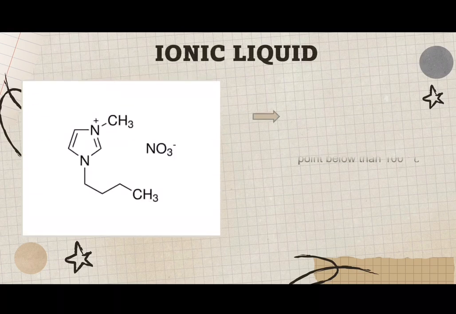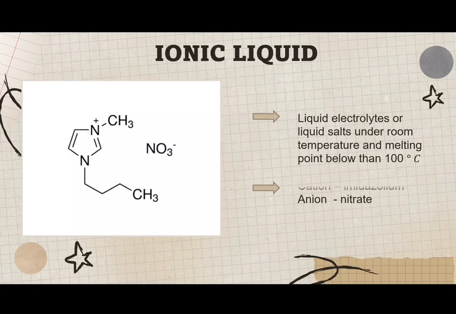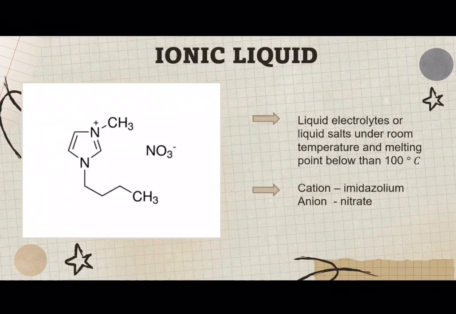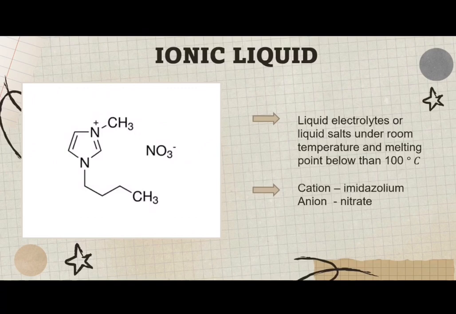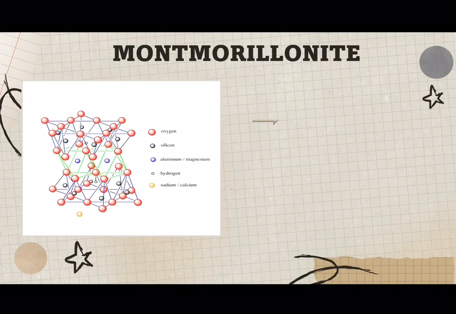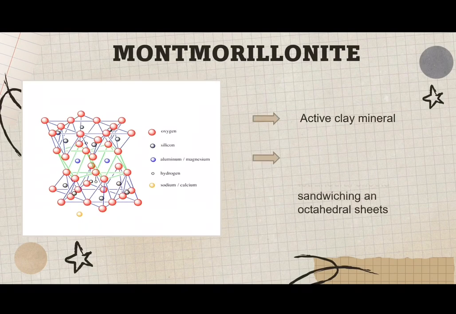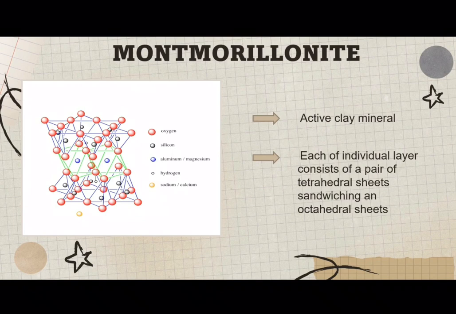So in my study, I use 1-butyl-3-methylimidazolium based ionic liquid. So ionic liquids are liquid electrolytes, or liquid salts under room temperature, and the melting point is below 100 degrees Celsius. The third one is active clay mineral, which is montmorillonite. Each of the individual layers consists of a pair of tetrahedral sheets sandwiching an octahedral sheet.